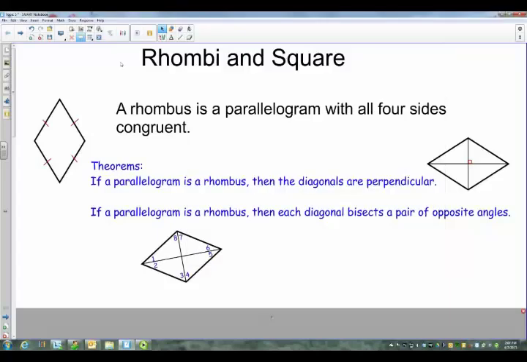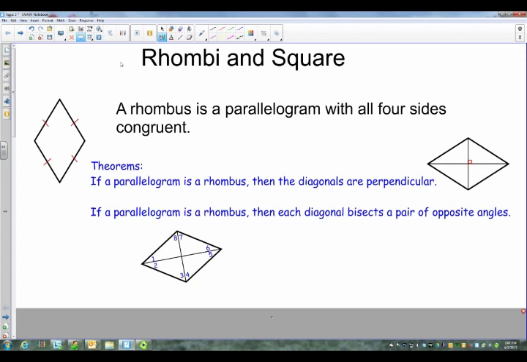Okay, hi everyone. Today we're going to look at two figures, a rhombus or rhombi and squares. Alright, so we looked at rectangles before. These are similar figures. They've got some similar qualities for some of them, and hopefully they make some sense as we go. So a rhombus is a parallelogram with all four sides congruent.